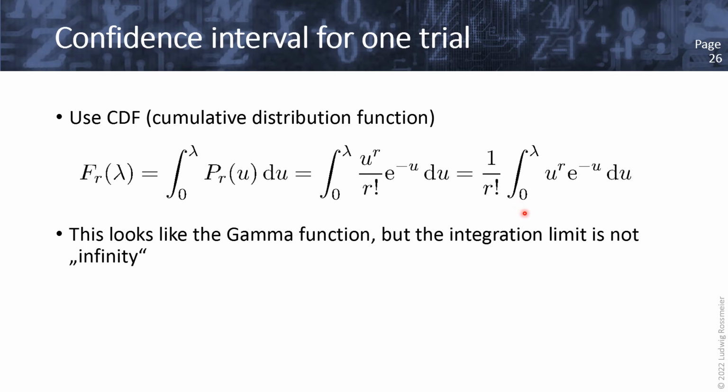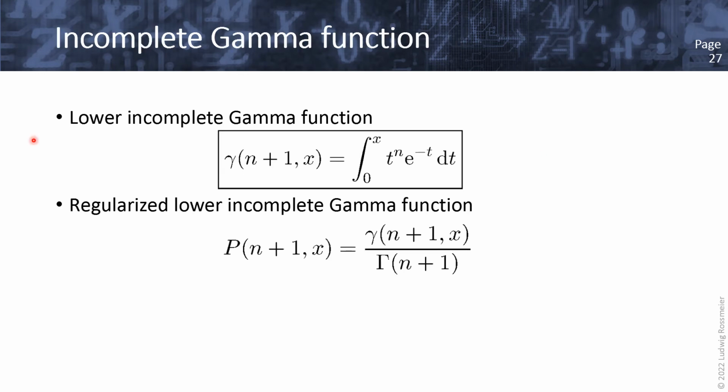This looks pretty much like the gamma function, but the integration limit is not infinity, it is a distinct value lambda. For a non-infinite integration limit, also here functions are defined. We have the lower incomplete gamma function, now defined with the upper integration limit x, which is a parameter.